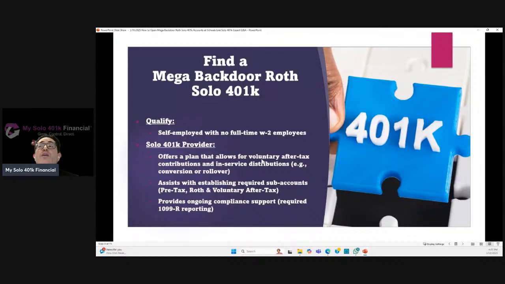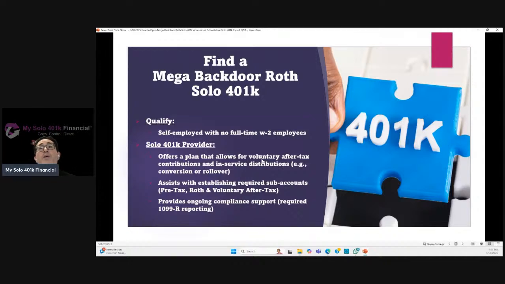So how do you set up a mega backdoor Roth solo 401k? Well, you first have to be eligible. We just talked about that eligibility requirement of being self-employed with no full-time W-2 employees. And then number two, you need to find a provider like us that offers a plan that allows for voluntary after-tax contributions and then in-service distributions.